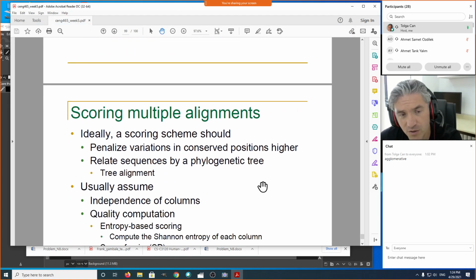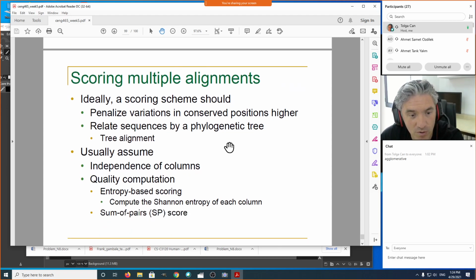So how do we score multiple alignments? When we have a multiple alignment, how do we score that? I mentioned a number of scoring mechanisms, like the sum of pairs score. Since a multiple sequence alignment induces pairwise alignments, we can compute the pairwise alignment score of each of these pairwise alignments and sum them up. That may be our multiple sequence alignment score. So that's called the sum of pairs score, which is also very popular.